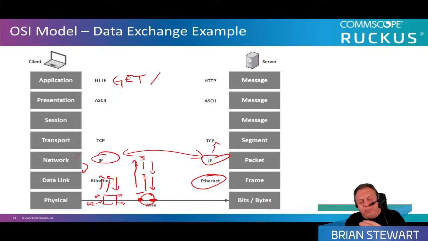Apologize. Is this a DNS request? Is this for the web service that's running? What is this request? So it's able to look at that destination port to determine, oh okay, this is an HTTP request. So that will come up.